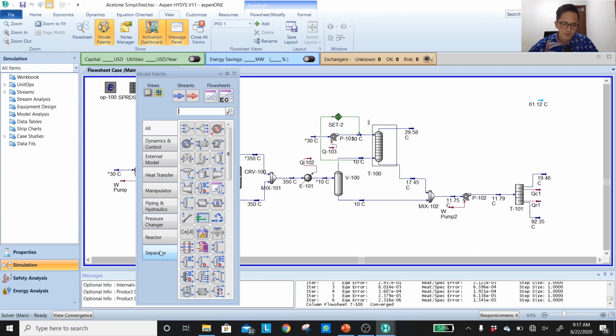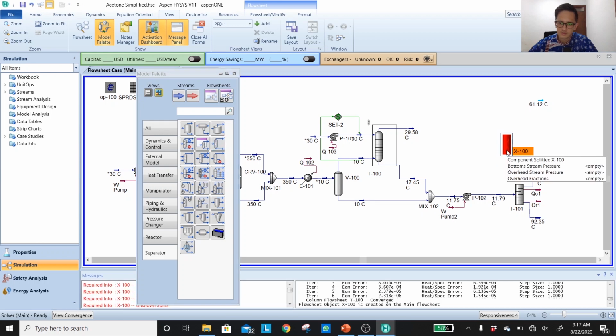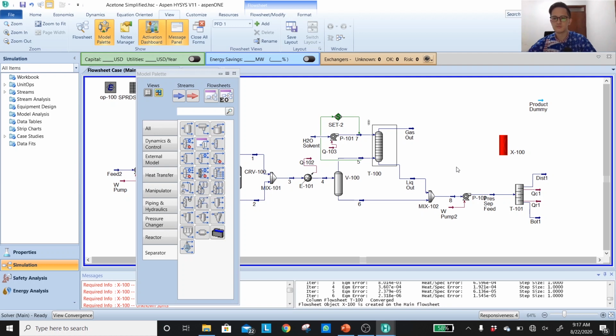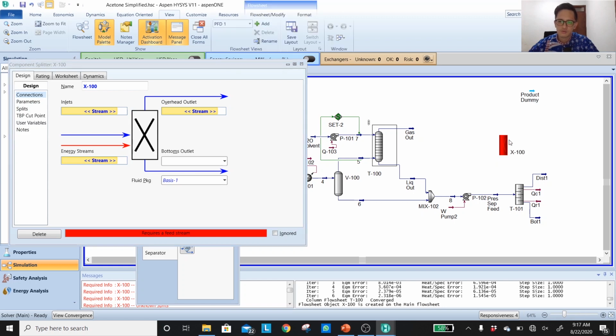Okay, let's add a splitter. Okay, component splitter, that's the icon. So let me put it somewhere over here. Again, this is just a simulation technique, okay? And the idea is to remove those small impurities of hydrogen in this splitter before the stream is sent to the actual distillation column, okay? So let's connect those pressurized separator feed.